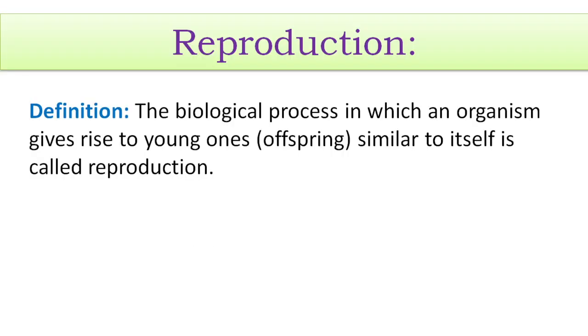So first, let us look at the definition of reproduction. The definition given in your textbook for the reproduction process is: the biological process in which an organism gives rise to young ones, which are also called offspring, similar to itself, is called reproduction, right?